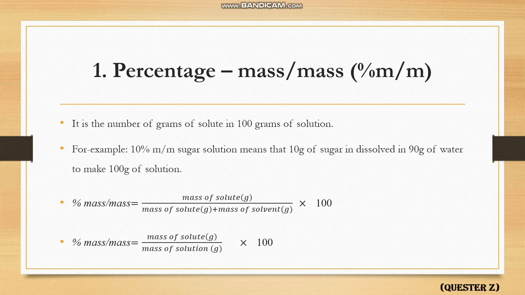So we will have the answer. In this formula we have added the mass of solute and mass of solvent in the denominator, and because these two components, solute and solvent, make a solution, we add both components and make a single value, that is the mass of solution.